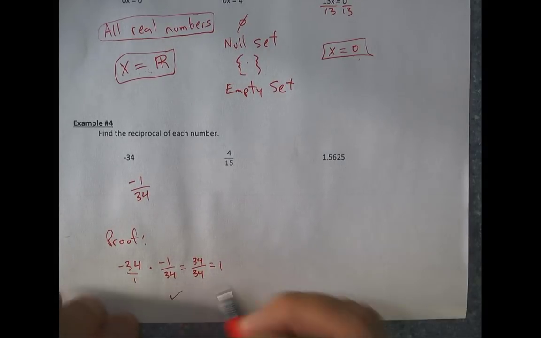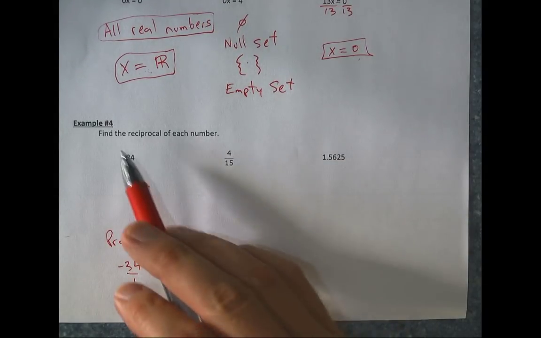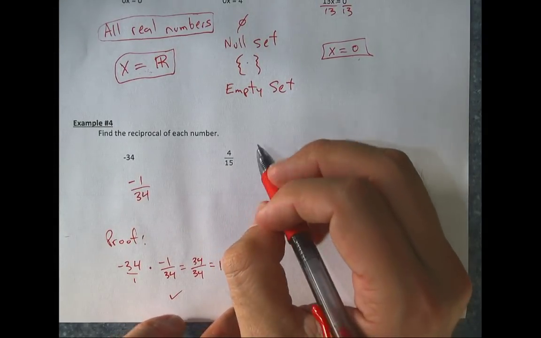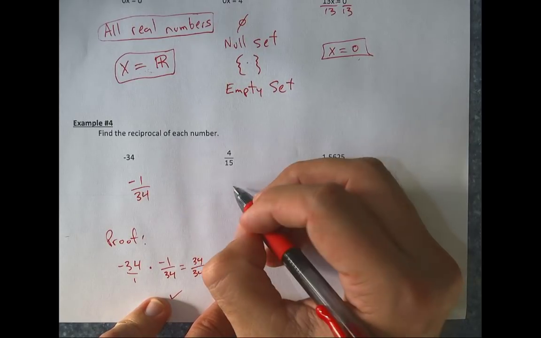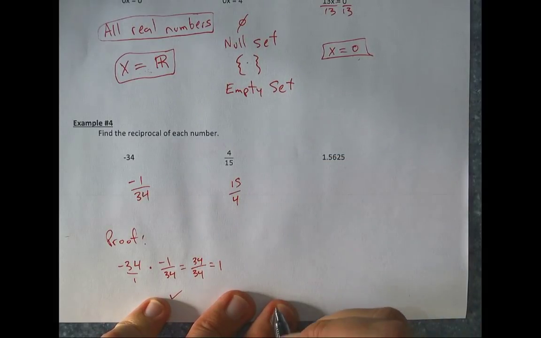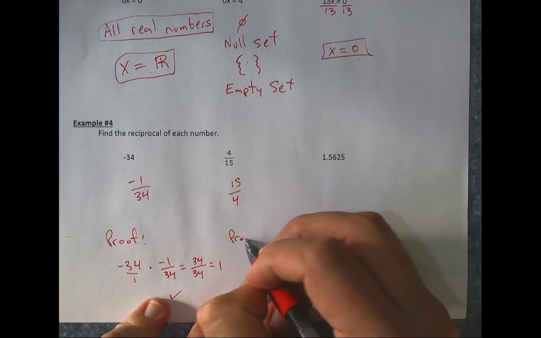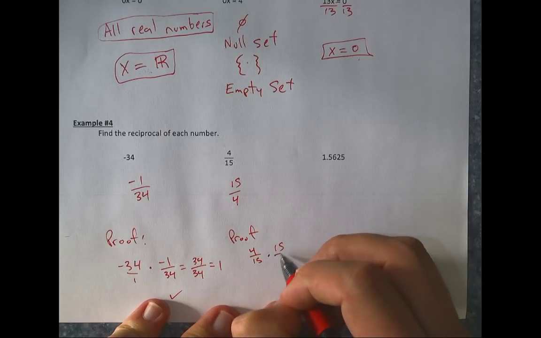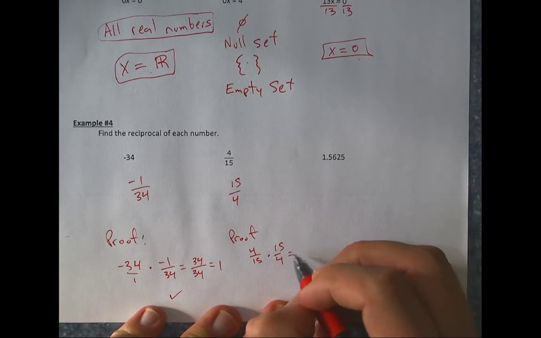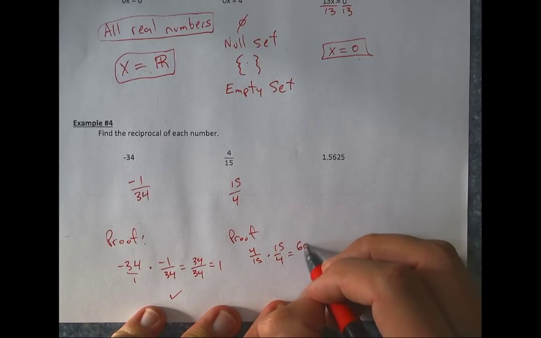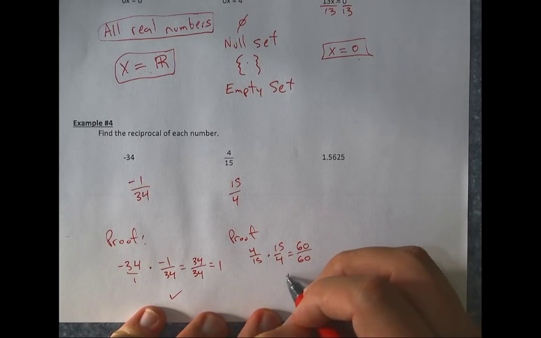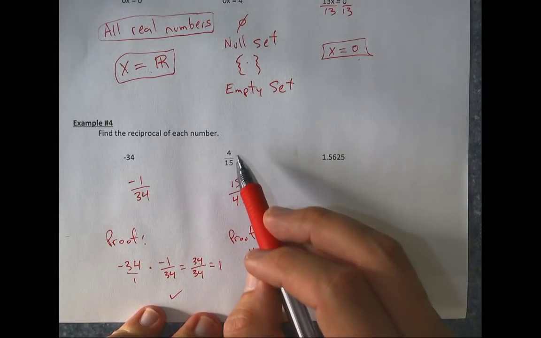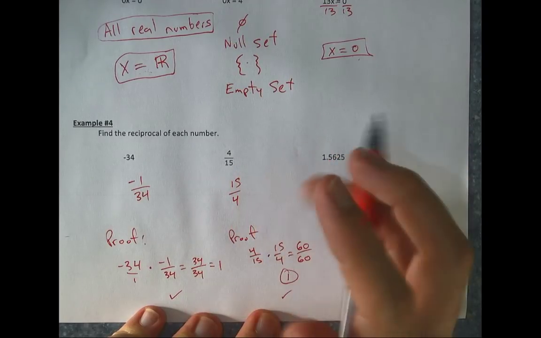Okay, so this works. So I know that it's the reciprocal if I multiply the 2 and I get the number 1. So 4/15 is already a fraction. So the reciprocal is 15 over 4. You just flip it. What's the proof? 4 over 15 times 15 over 4 has to equal 1. So if I multiply straight across, I'm going to get 60 on the top, 60 on the bottom. Therefore, the answer is 1. And it's good. So 15 over 4 is the reciprocal. So the reciprocal is basically the flipped version of the fraction.